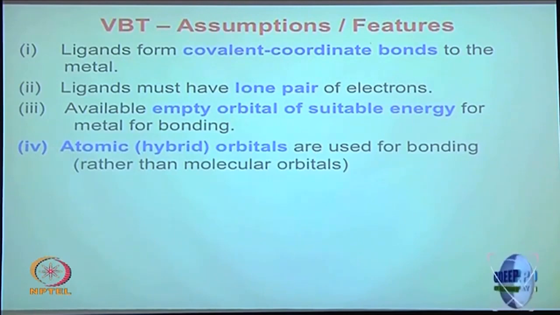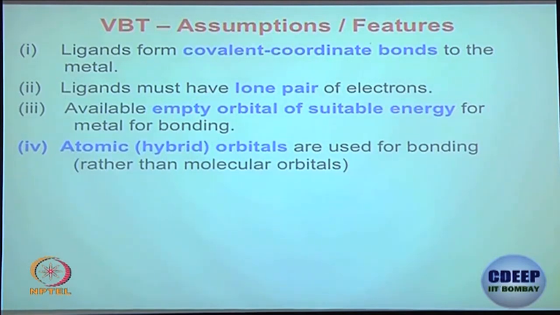We have a ligand. We assume that these are ligand-metal covalent bond formation. We have discussed what covalent bond, what ionic bond, and so on. Usually it's a coordinate covalent bond. Ligands should have a lone pair. These are the assumptions. If it doesn't fit, you cannot perhaps talk about this valence bond theory.